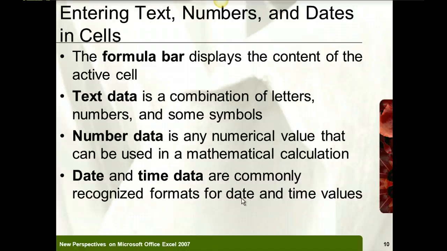I've already went over this slide here, but the formula bar actually allows you to display the contents of the active cell. The text data is either letters, numbers, or symbols. The numeric data is any numeric value for mathematical calculation, like I did in the example already. Date and time data are commonly recognized formats, also in Excel.